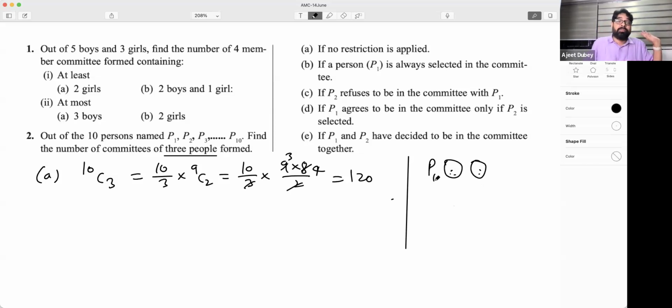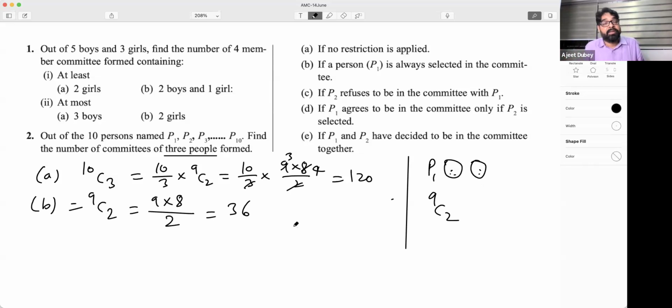Because P1 has already gone from the group, he is fixed. I need only 2 more people, so from the balance 9 people, I need 2. So the B bit answer will be 9C2. I'm just solving it. If there is any doubt, please let me know. 9 into 8 by 2 will become 36.